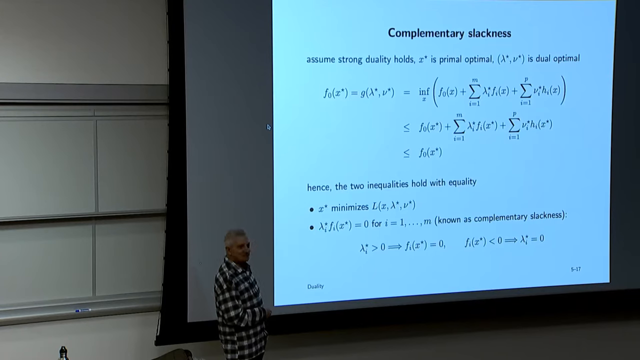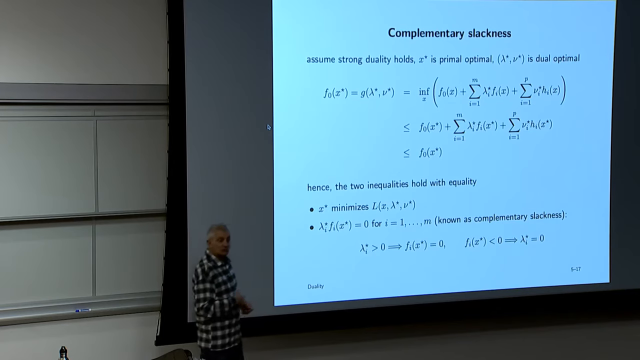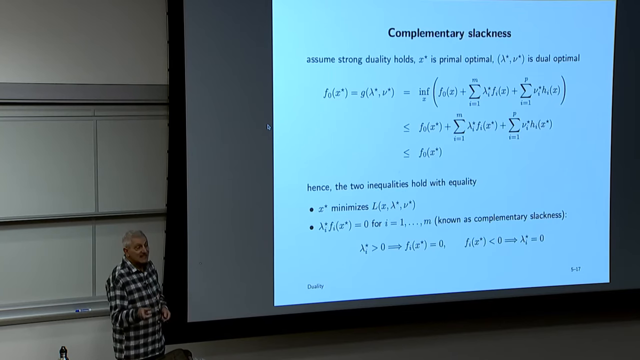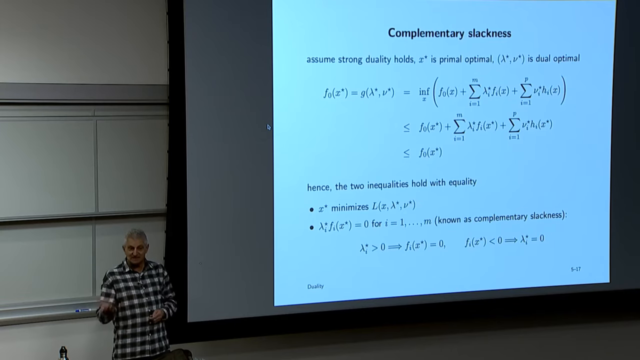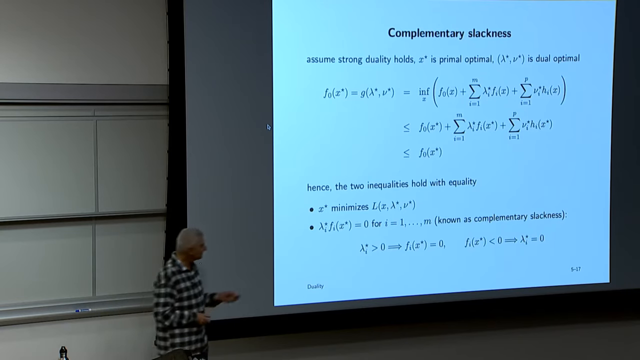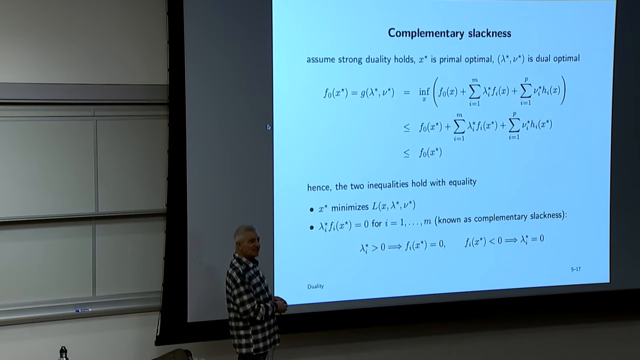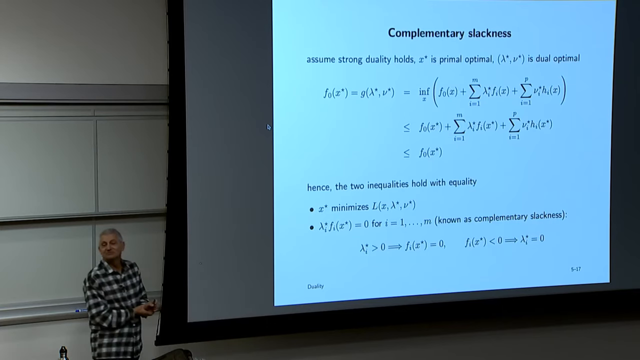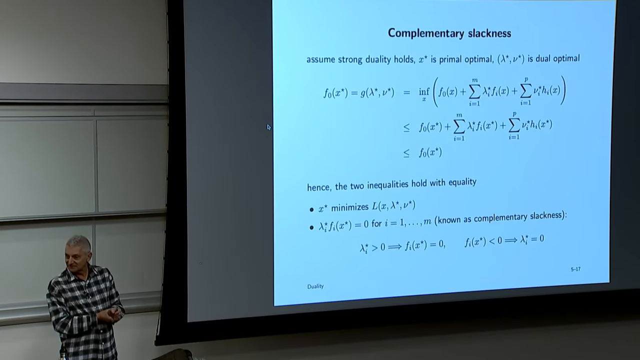That's called complementary slackness, right? Because when f_i(x) is zero, we say that constraint is tight. If f_i(x) is less than zero, we say that constraint is slack. Okay, that's the name. It's good notation. This says if a constraint is slack, then for sure the Lagrange multiplier has to be zero. That's what it says. Okay?